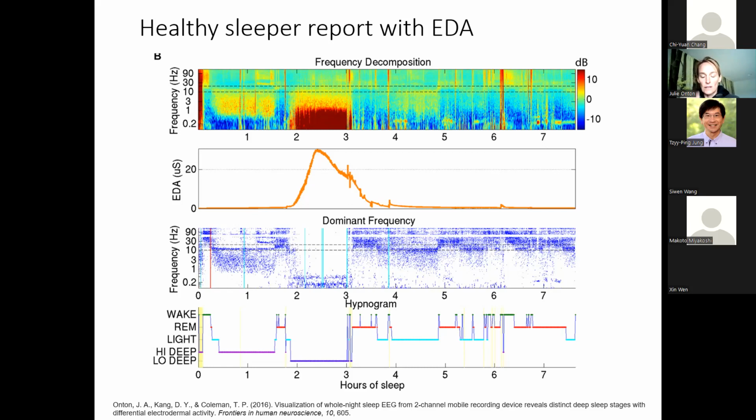Okay, so it helps facilitate sleep. Yes. Mm-hmm. Interesting.